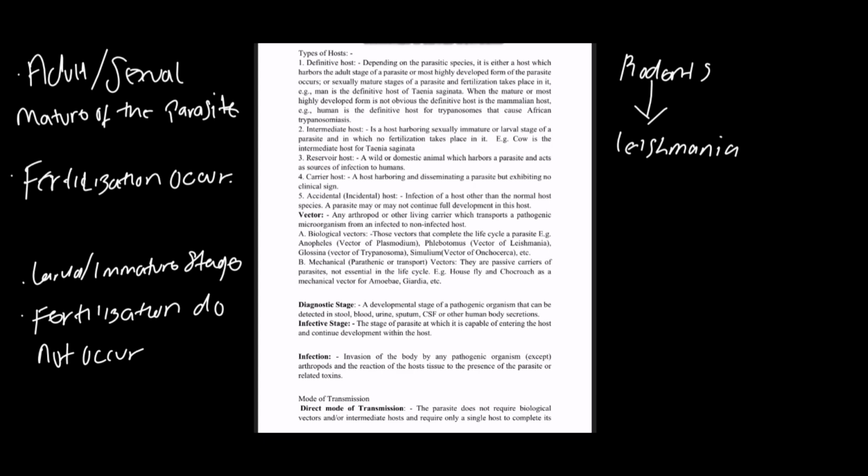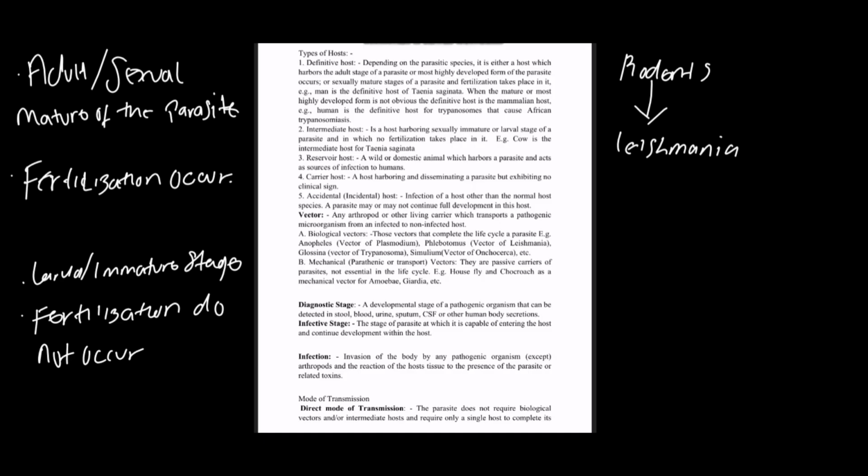Then there is the accidental host. From the name, an accidental host is not the normal host species. As a result of not being the normal host species, the parasite inside has a tendency of completing or not completing its life cycle.